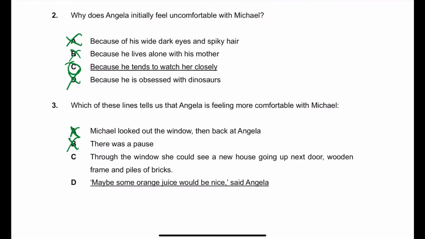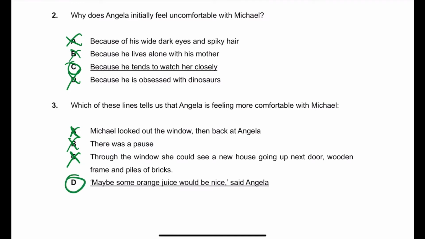Through the window, she could see a new house going up next door, wooden frame and piles of bricks. Now, this line, I would say, is not relevant at all to her relationship with Michael. This is simply an observation that Angela is making as she looks out the window. So there's not enough information. It's just not related to Michael, so that's why that's not the answer. Now, D: Maybe some orange juice would be nice, said Angela.